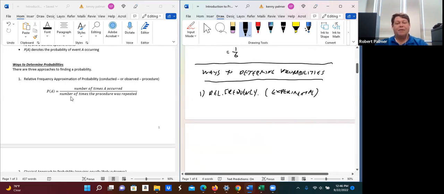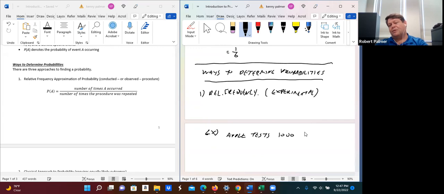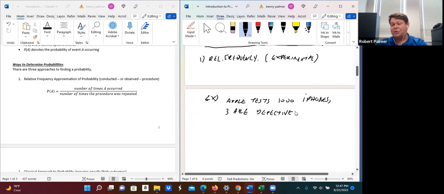So let's give an example of that, and I'll make one up. Let's say that Apple tests 1,000 iPhones and 3 are defective in some way. Okay, they have some kind of problem, so they can't be sold, they have to be fixed. Now, I'm sure their standards are better than that, and their defect rates are probably smaller than that. Let's just use that for example.